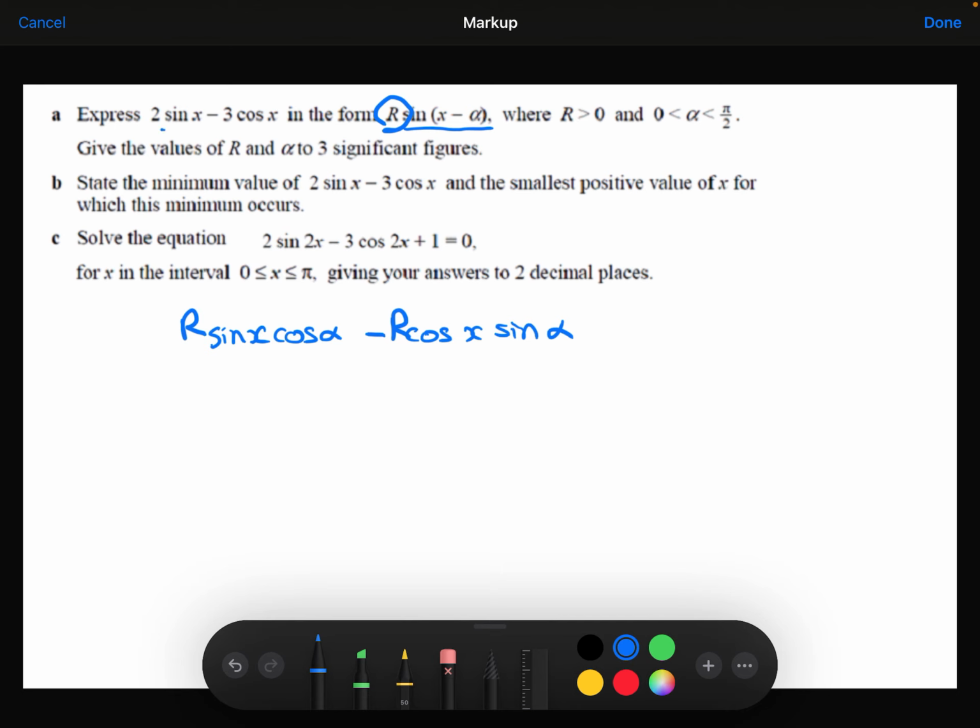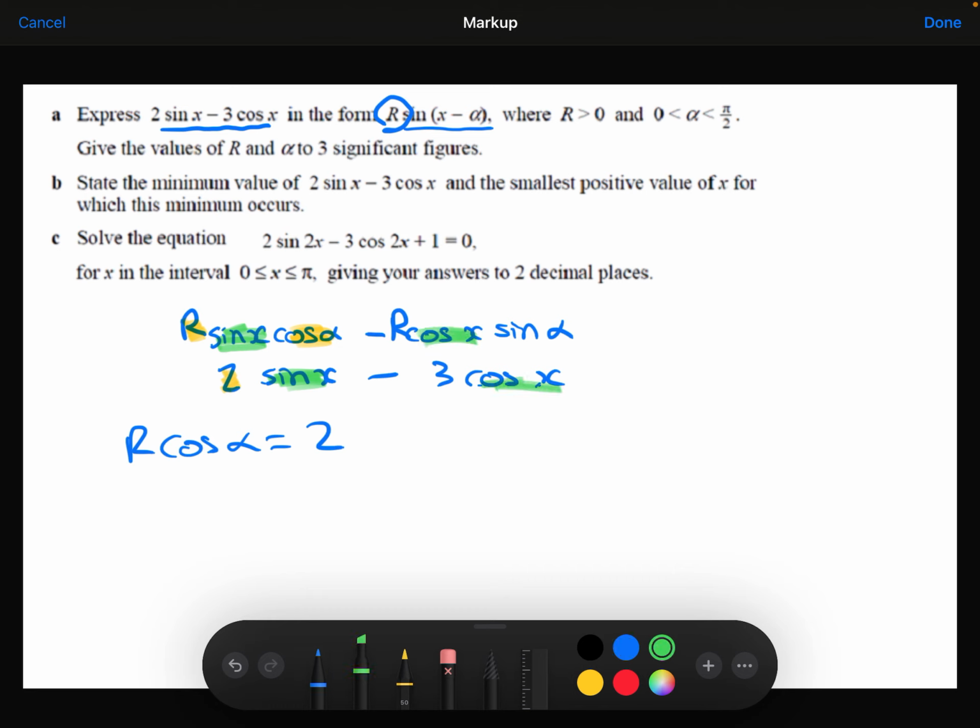Next, underneath that, I'm going to write down what I need to put into that form. So 2 sine x minus 3 cos x. And then comparing those, I've got a sine x here and a sine x here. So that means that our r cos alpha would have to be 2. Now with the second term, I've got a cos x here and a cos x here. So that means that the r sine alpha has to be 3.